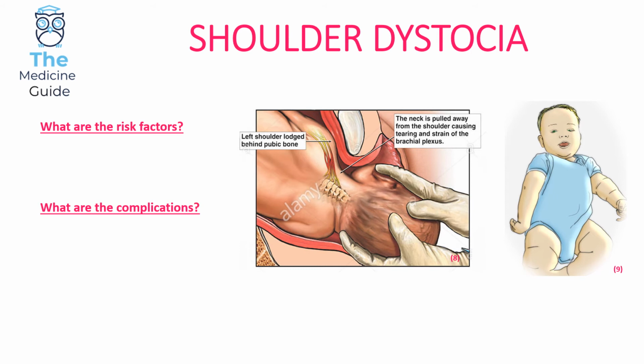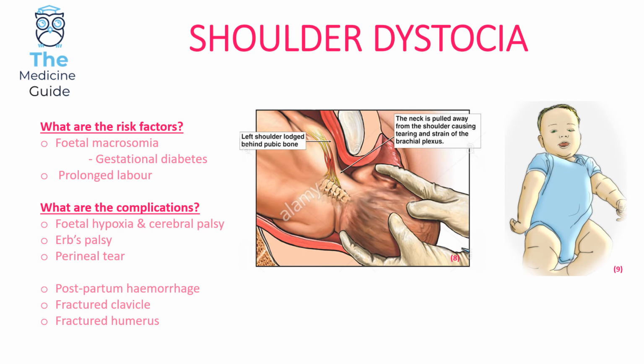So babies that are at risk of developing shoulder dystocia are babies that are very large, because the larger the baby, it's more difficult for that baby to be delivered vaginally. So fetal macrosomia, or large babies, are a complication of gestational diabetes. Another risk factor of shoulder dystocia is prolonged labour.